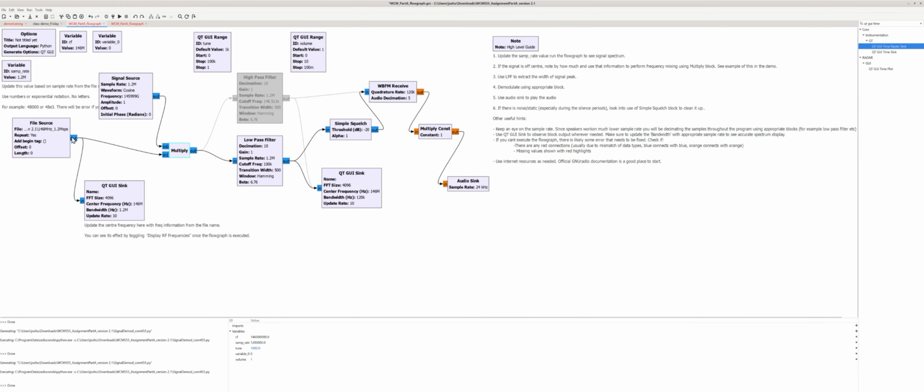The output from the file source is connected to a multiply block. What the multiply block does is multiply all its inputs and give you one single output. That's when you have two inputs, but if you have one input, it multiplies it by a constant, which is how we implement the volume of a particular signal.